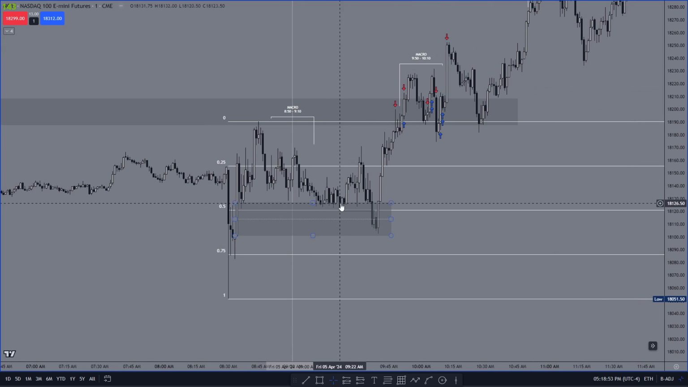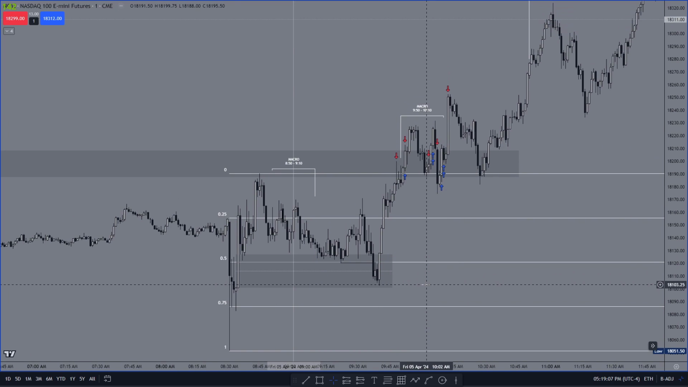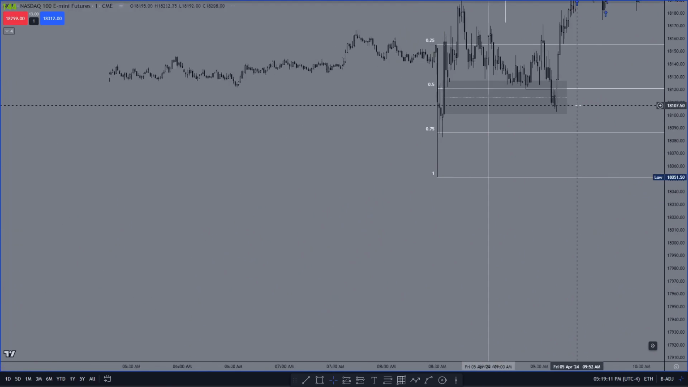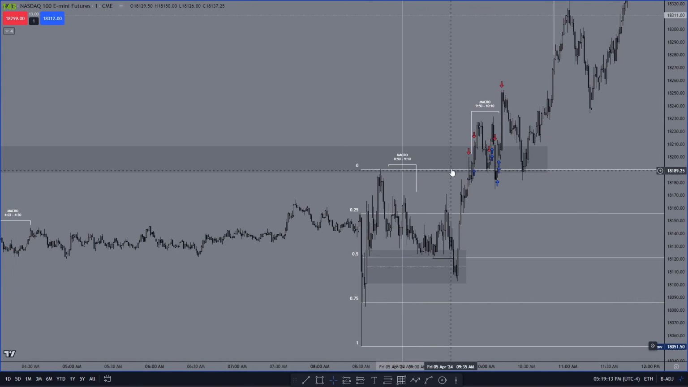So if we get a sweep, an accumulation, manipulation, right? Accumulation, 9:30 manipulation, distribution of a range's quadrant, and we're buying in a discount of that quadrant to continue higher, that's acceptable as well, right? So that's just one example.